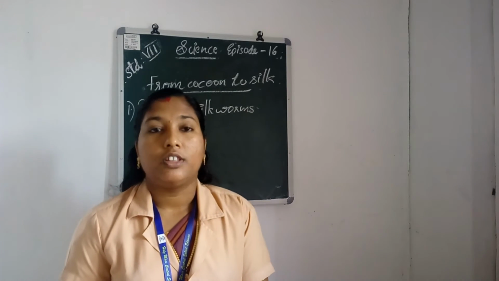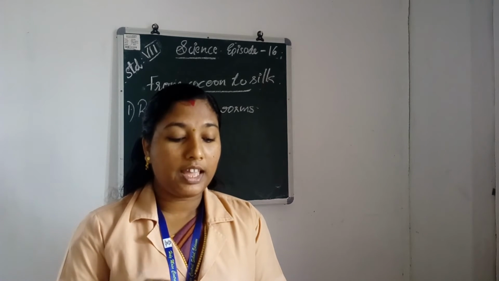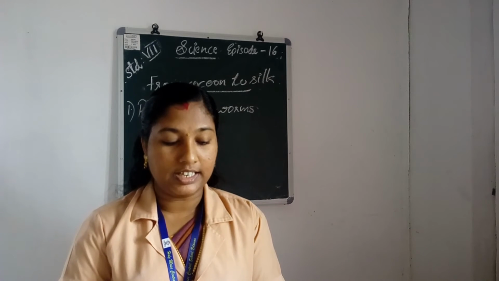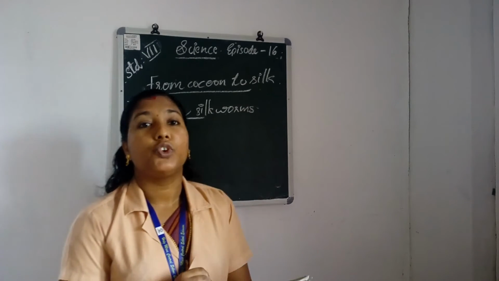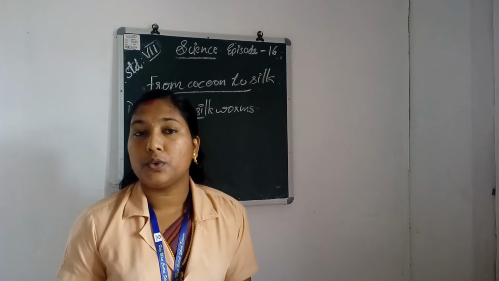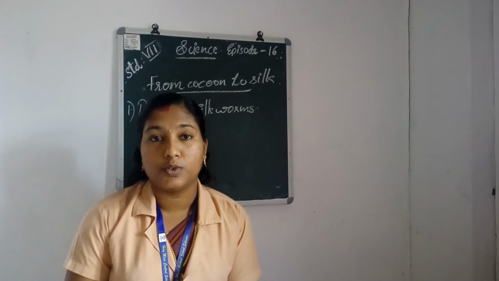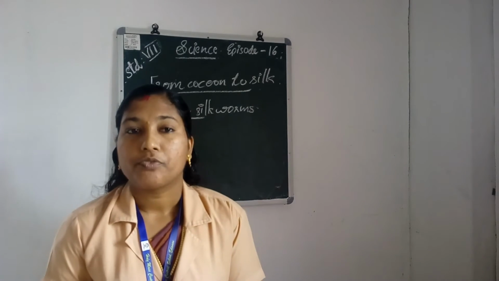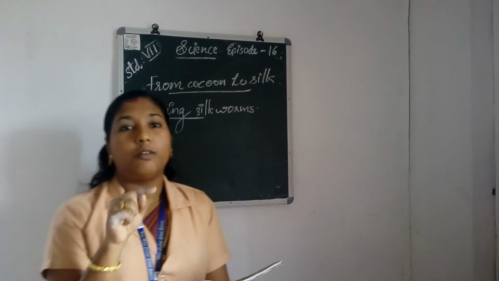Then the farmers keep the eggs under hygienic conditions and under suitable conditions of temperature and humidity. What do we get from cocoons? We get silk from cocoons. How to make silk from cocoons? The first step is rearing of silkworms.